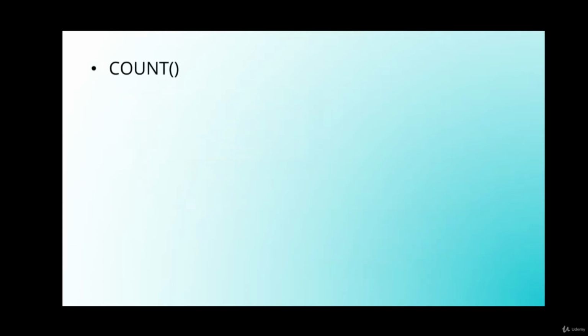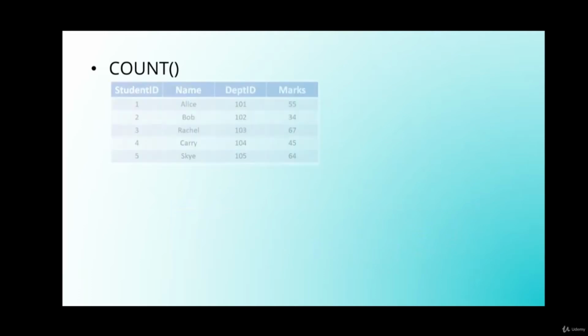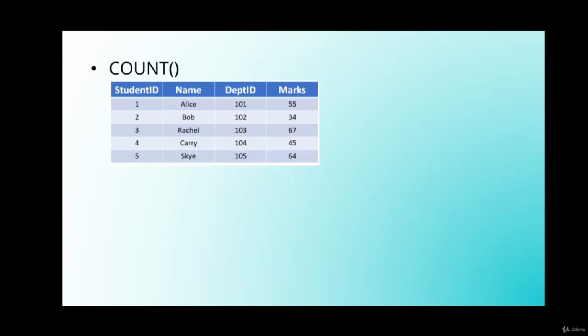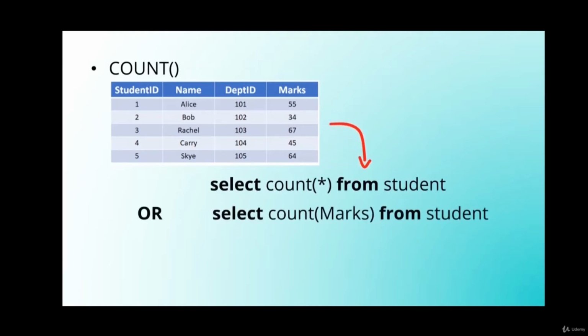The last aggregate function is count. So count is used to find how many rows a particular column has. We just have to specify the column name in the query. So if you see the second query, I have selected the column marks and I've written the query as select count marks from students. So it will count the number of rows that this column has.